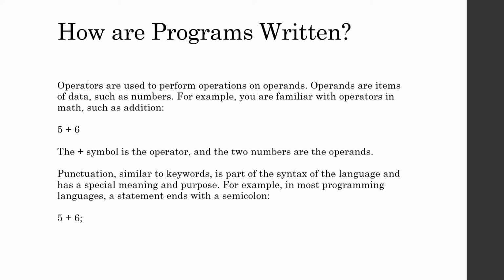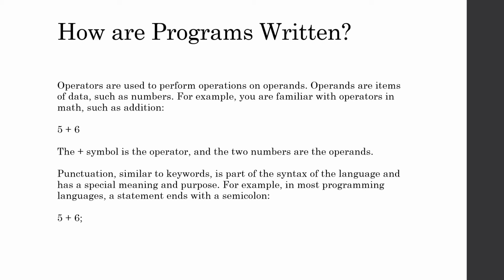For operators, these are going to be used to perform operations on operands. You can think of this kind of like with math. The operands are going to be items of data, typically numbers. For example, you're probably familiar with most of the operators in math, such as addition. We have 5 plus 6. The plus symbol is the operator for addition, and then the two numbers are going to be the operands. So 5 is the first operand, and 6 is the second operand.